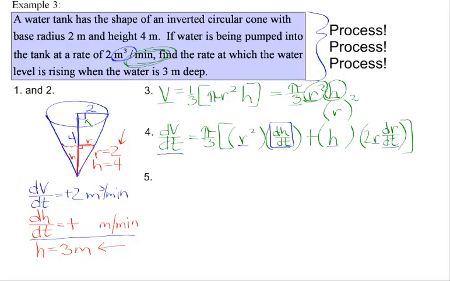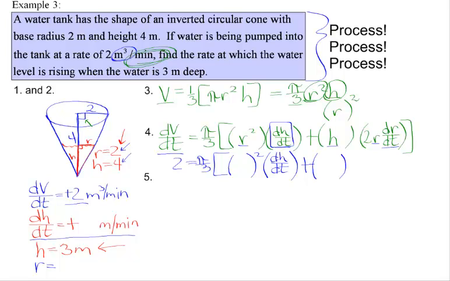I need a value for dV dt. They gave it to me. The value for dV dt is 2. I need a value for r. They did not give me a value for r. Now, they did give me a value here, but that is the value when h is 4. What is the value when h is 3? I don't know that. That's the value that goes in here. That's the r squared we're talking about. I won't find a value for dH dt. It's the one variable I'm going to leave there.